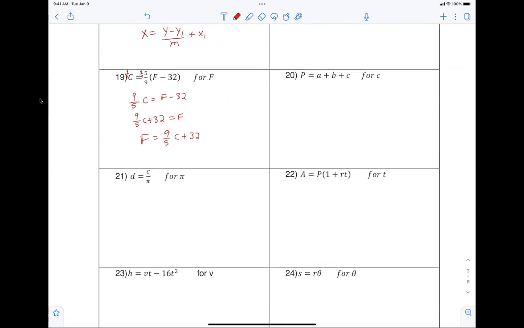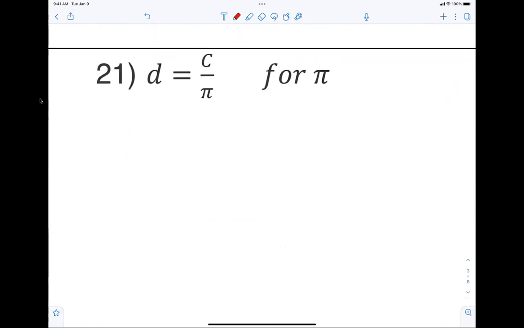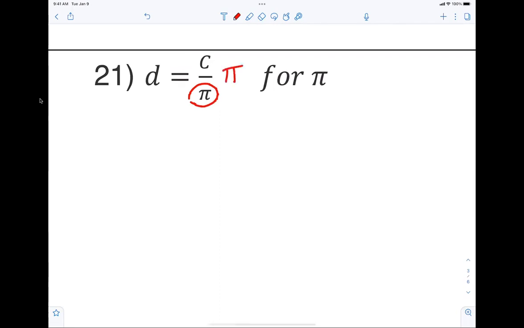All right, so here we go. Let's look at 21. I'm solving for pi. Does everybody agree I'm dividing by pi? So if I'm going to solve for pi, I need to multiply by pi, because I need to get pi in the numerator. So now I have pi times the diameter is equal to the circumference.